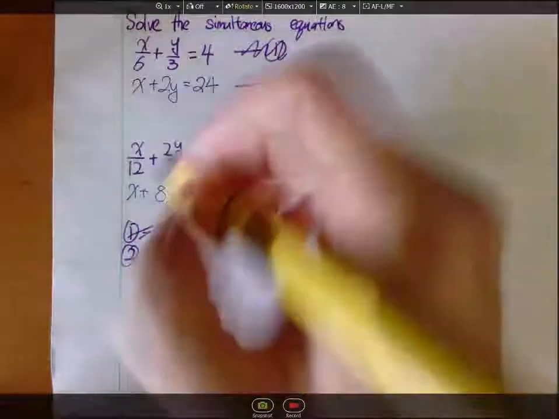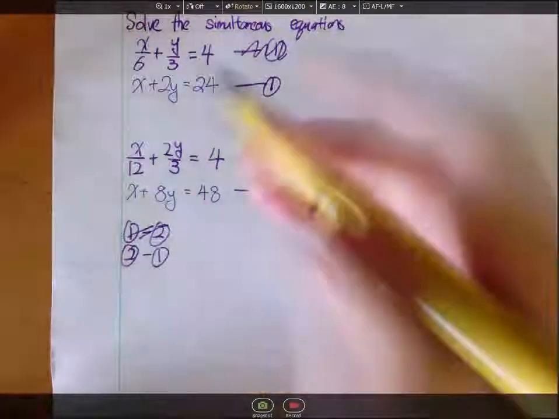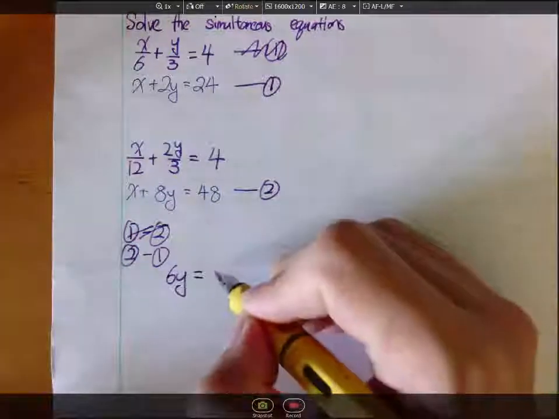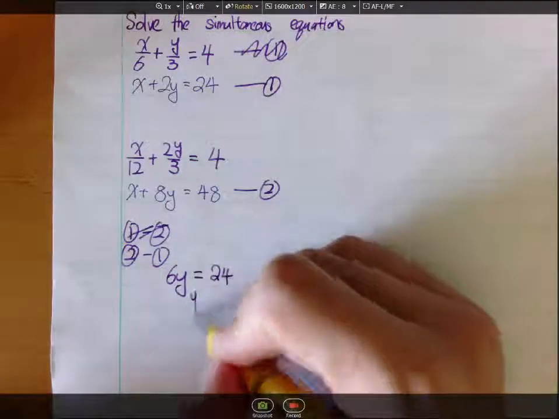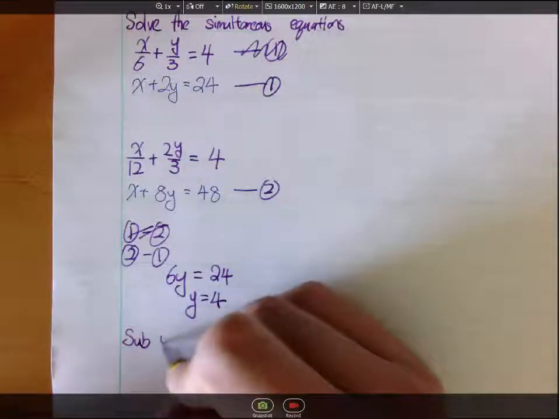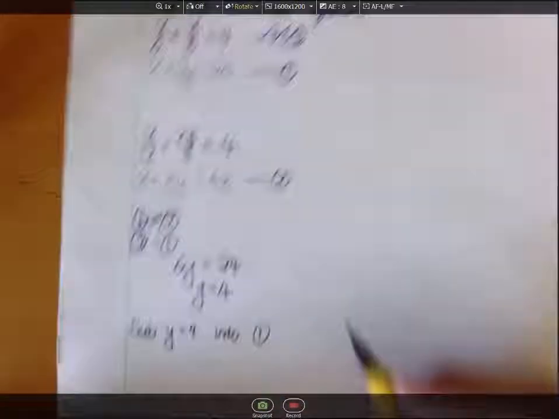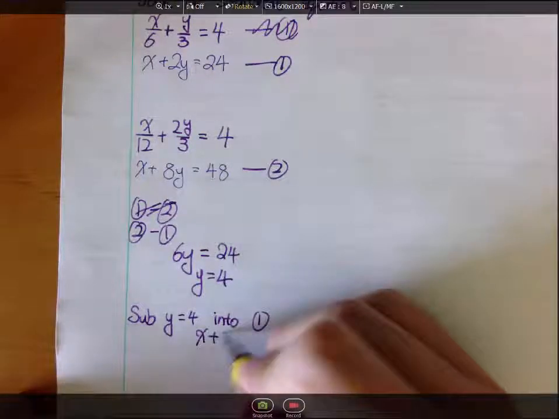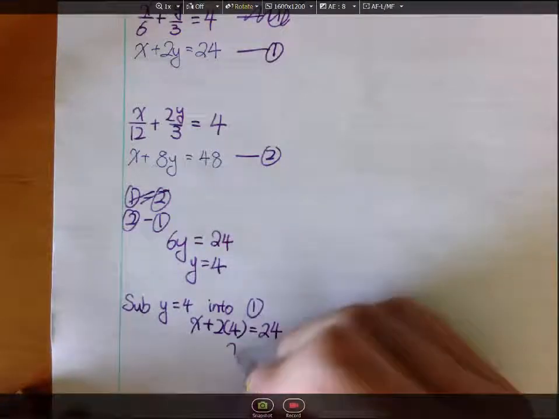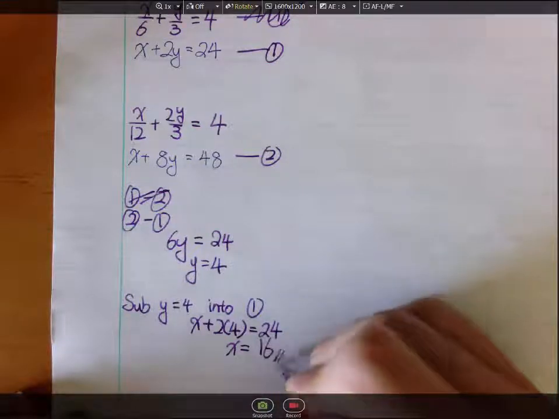So 2 minus 1, x minus x is 0x. 8y minus 2y gives me 6y. 48 minus 24 gives me 24. And y is equal to 4. You substitute y equals 4 into equation 1 down there. x plus 2 times 4 is equal to 24. So x equals 24 minus 8. x is equal to 16.